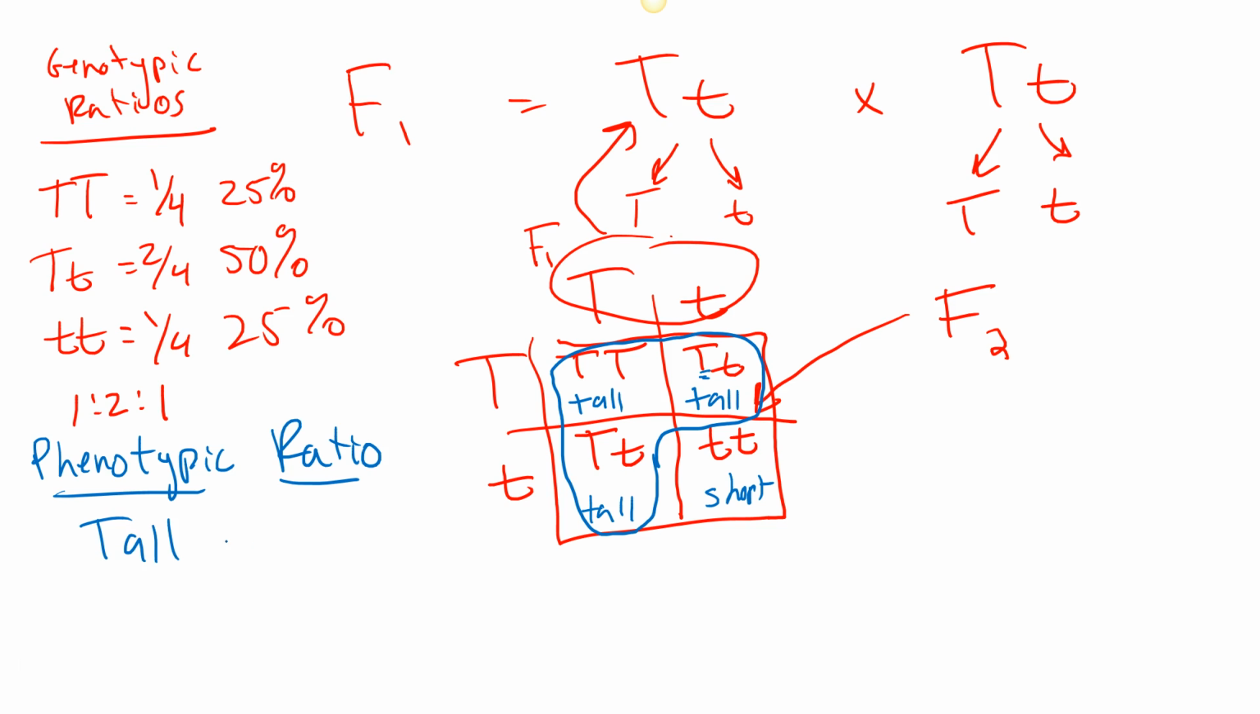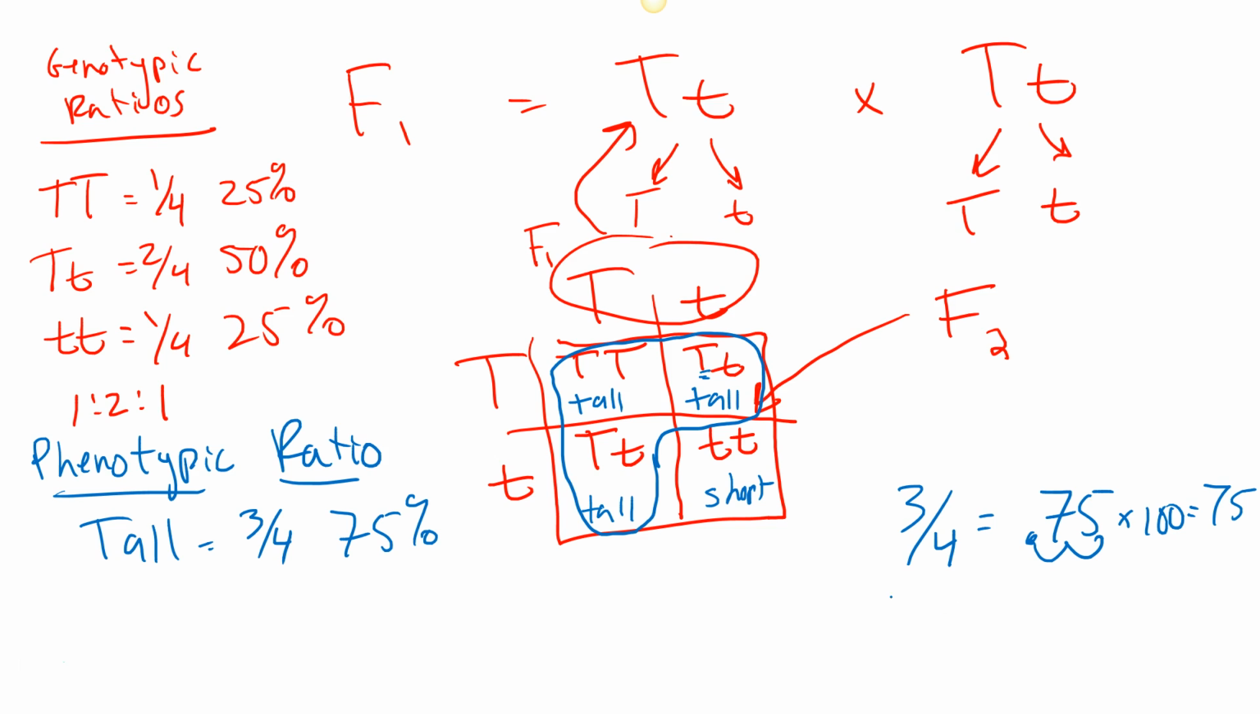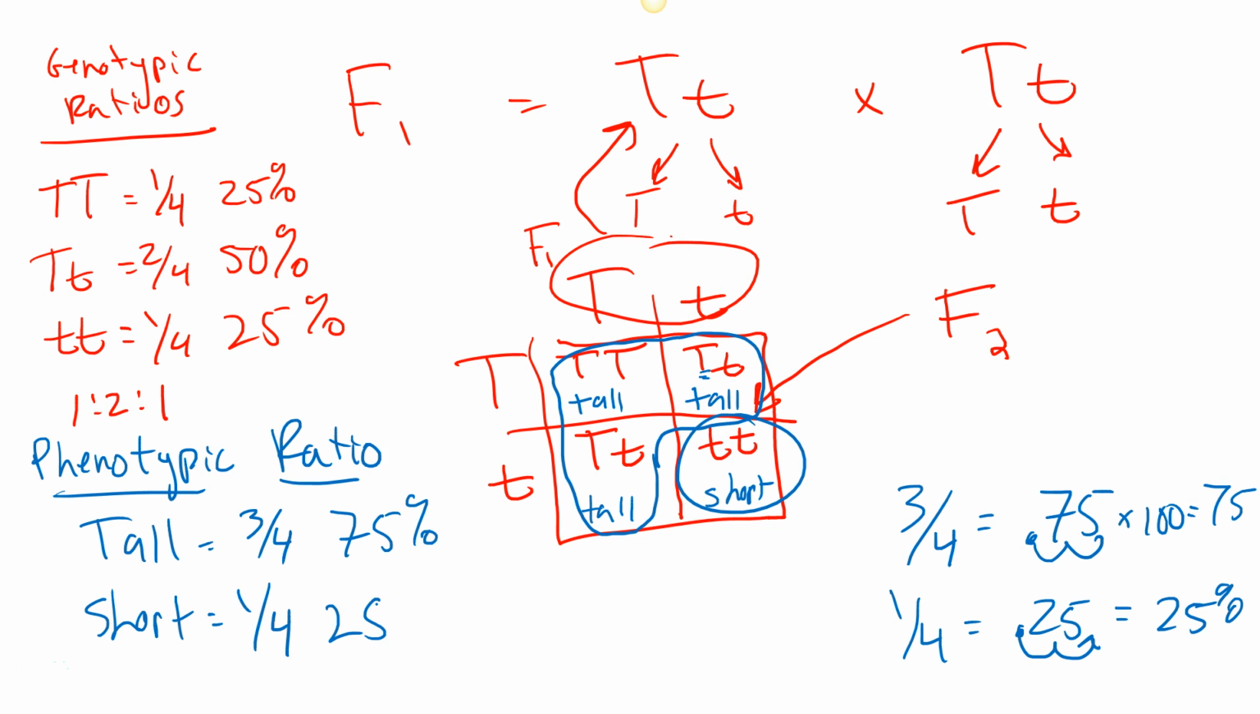So the phenotypes, we have 3 out of the 4 are tall. That is 75%. How did I calculate that? Well, 3 divided by 4 equals 0.75. You multiply that by 100, or just move the decimal point, and that's going to give you 75%. And 1 divided by 4 is 0.25, which you just move 2 places to the right, and that's going to give you 25%. And so the short is 1 out of 4, as you can see right here. That's 25%. So now let me throw a little curveball at you.